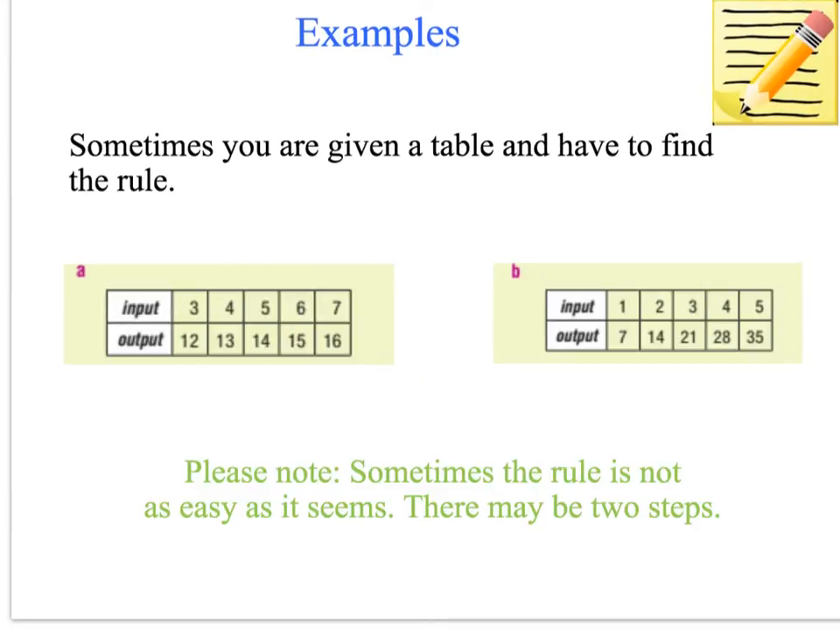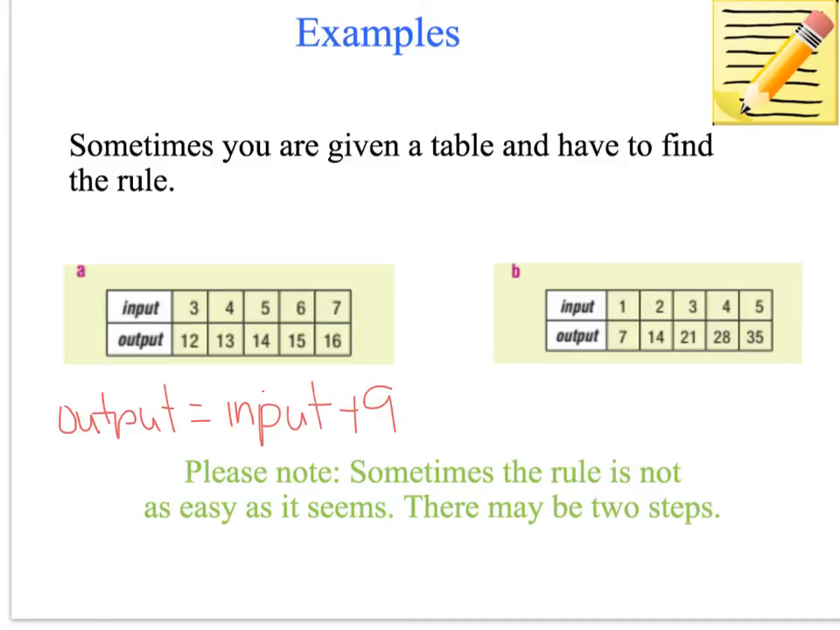Alright, but sometimes you are given a table and have to find the rule. So see if you can work out the pattern in A and B and see if you can try and figure out the rule. Righty-ho. So we can see that the output numbers are only going up by 1 each time. So let's just work out, 3 plus what equals 12? 3 plus 9 is 12. 4 plus 9 is 13. So I think this rule's pretty easy. Output equals input plus 9.